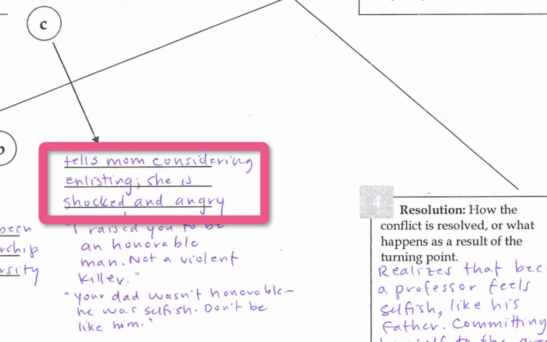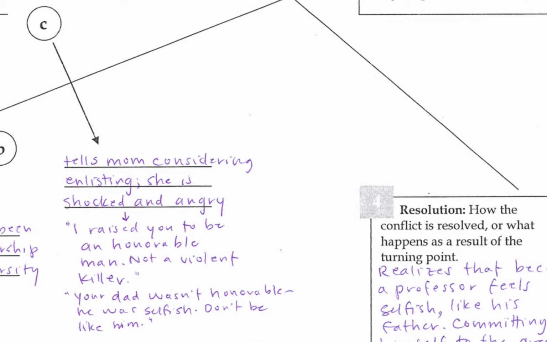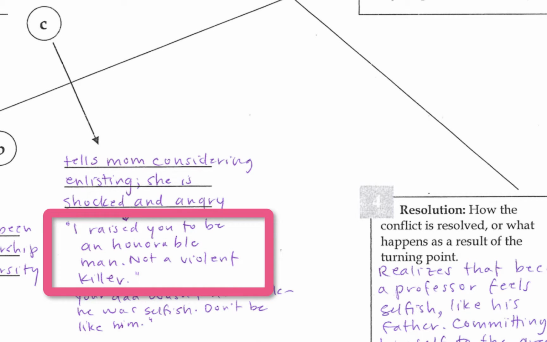Knowing that my mom is still angry at my dad for leaving the family, and that she's really been hurt by that, I think she's going to appeal to my sense of being a good son and a good person. So I think she's going to say that she's against the war and that she raised me to be an honorable man, not a violent killer, and tell me that she's afraid of what the war will do to my character.